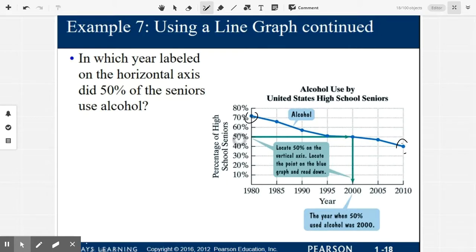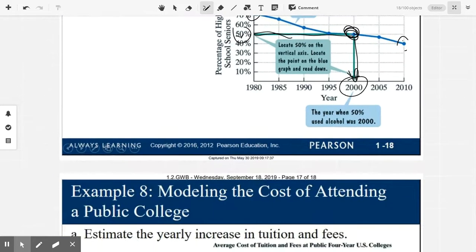So what we want to do is look at 50% and carry 50% across until we intersect the line, which was right here. Then we drop down, and there it is, in the year 2000. So probably, a little bit before most of y'all were born. So there's that, just another example of reading a line graph.